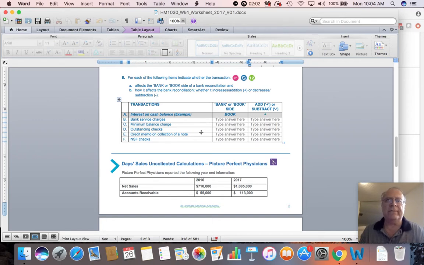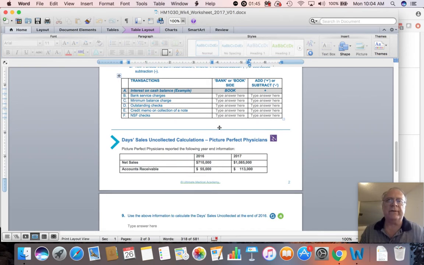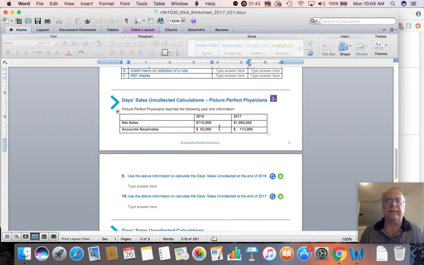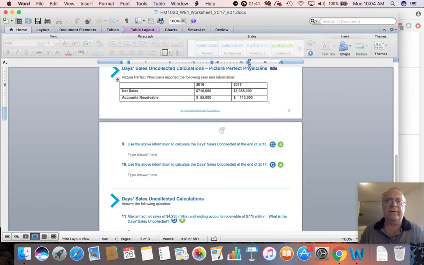And so we're going to identify these other differences. So for B, it's the bank service charge. So here again, just to give you another example, the bank has already deducted this from your account, so this is also missing from the book side and would be a reduction. So follow the similar logic on the rest of those.